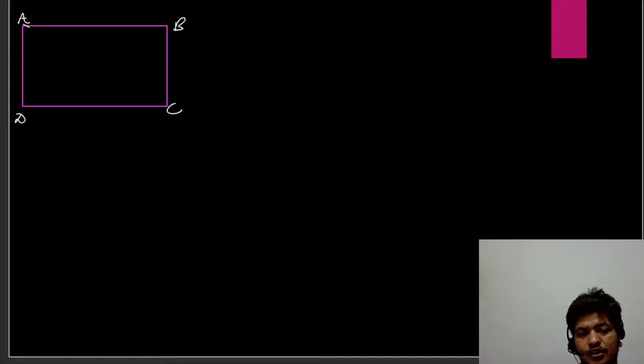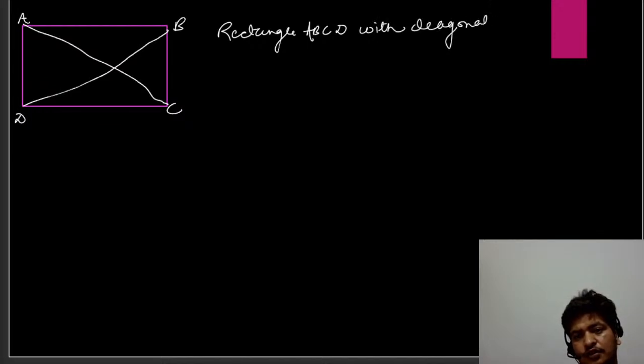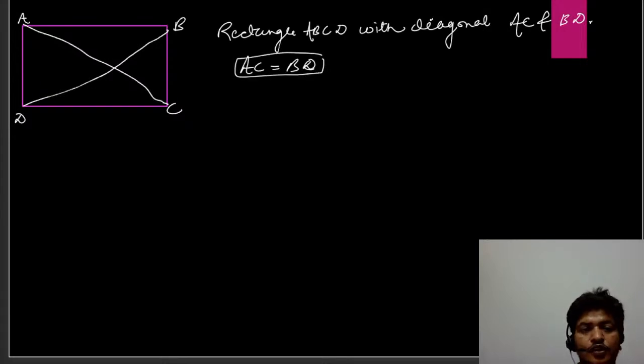If I draw a diagonal, it goes like this, and if I draw another diagonal, it goes like this. तो लिखा हुआ है क्या, that is rectangle ABCD with diagonals AC and BD. We have to prove that AC is equal to BD. So इसके लिए क्या करेंगे, AC and BD हमको equal करना है.